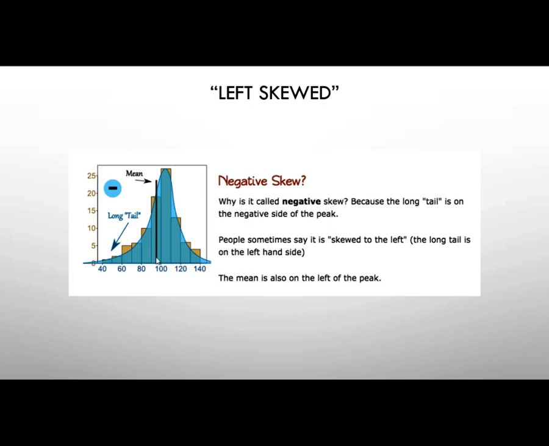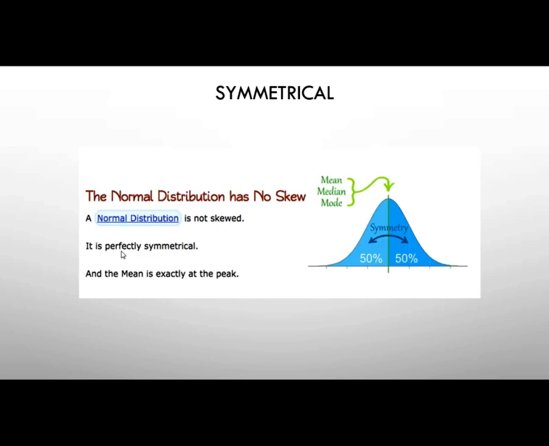Now this dark black line here with the arrow pointing to it called mean is the actual mean of this distribution. Notice it is to the left of the peak because these tails, these outliers, these few low numbers are pulling the mean that way. Okay, then this normal distribution is a symmetrical distribution. 50% on either side is perfectly symmetrical. You could fold that in half and one side would lay directly over the other side. And the mean is exactly at the peak.